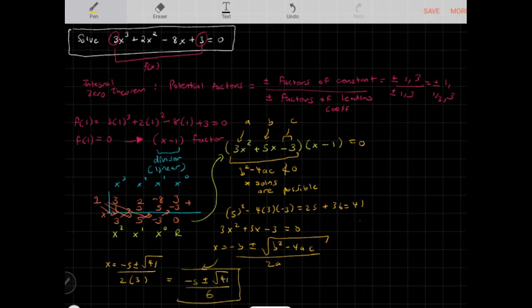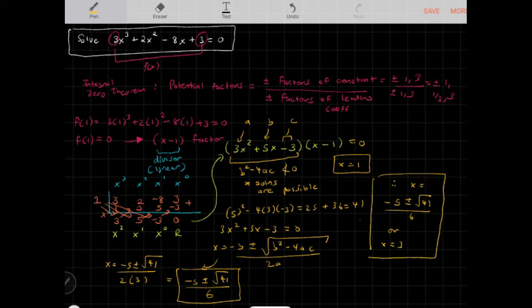So that's one of our solutions. The other solution here is x can be equal to 1. Therefore, x can be equal to -5 plus minus the square root of 41 over 6, or x is equal to 1. So those are the solutions for our function. That's how we can solve our function: first you factor it, and then you equate each factor to 0 and solve.